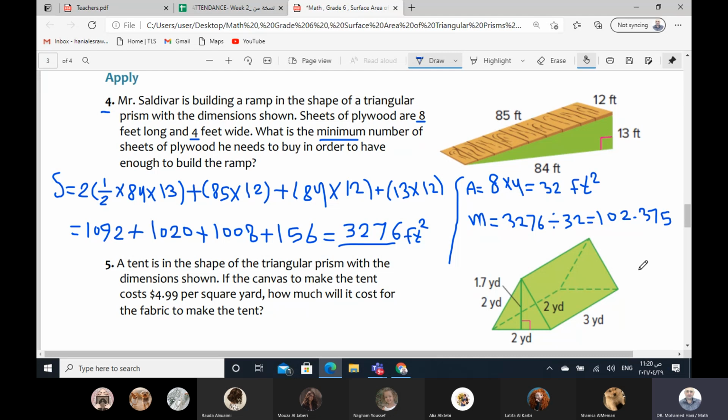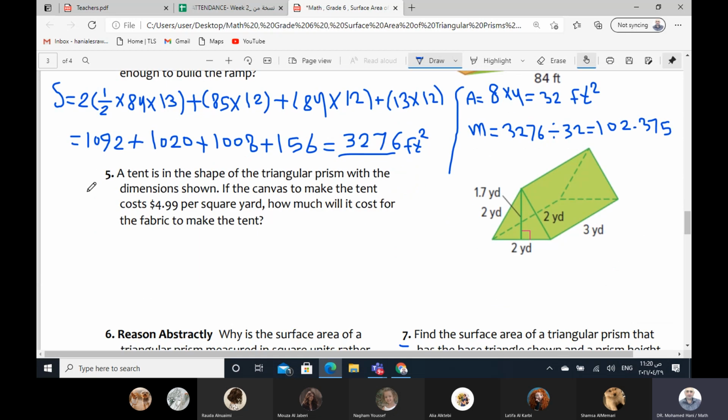Who has any question here? No one. Who can read exercise number 5?